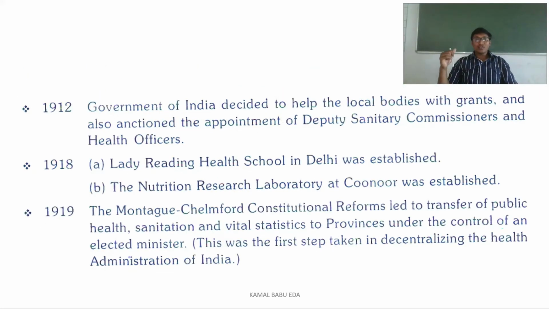And also, if you see here, in the year 1918, the Lady Reading Health School in Delhi was established. And in the year 1918, the Nutrition Research Laboratory, mainly at Coonoor, was established. So what was established in 1918? Mainly the Lady Reading Health School in Delhi, and in Coonoor, a nutritional research laboratory.